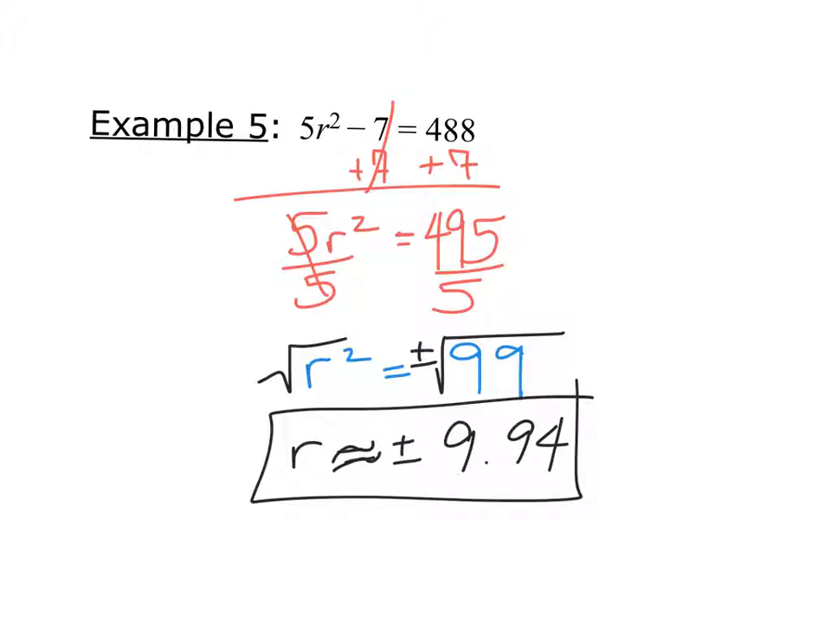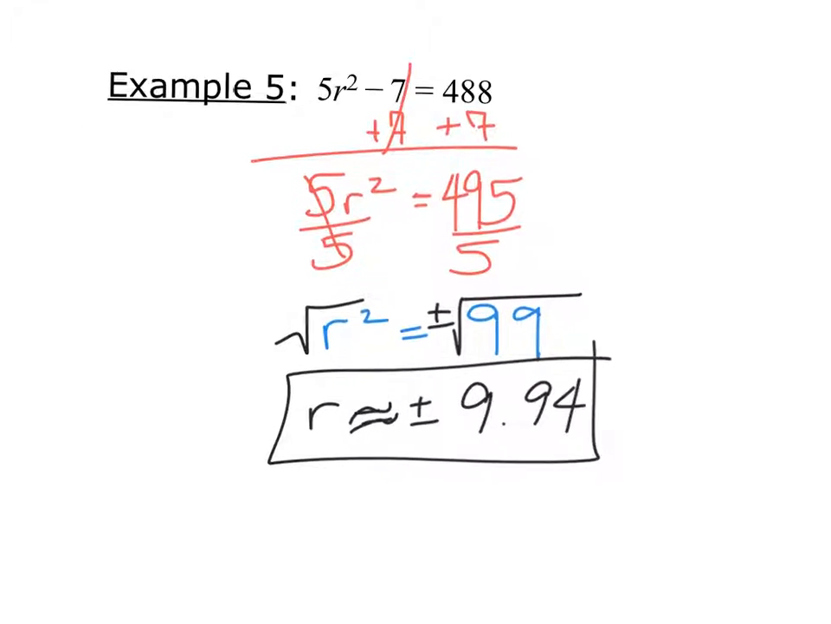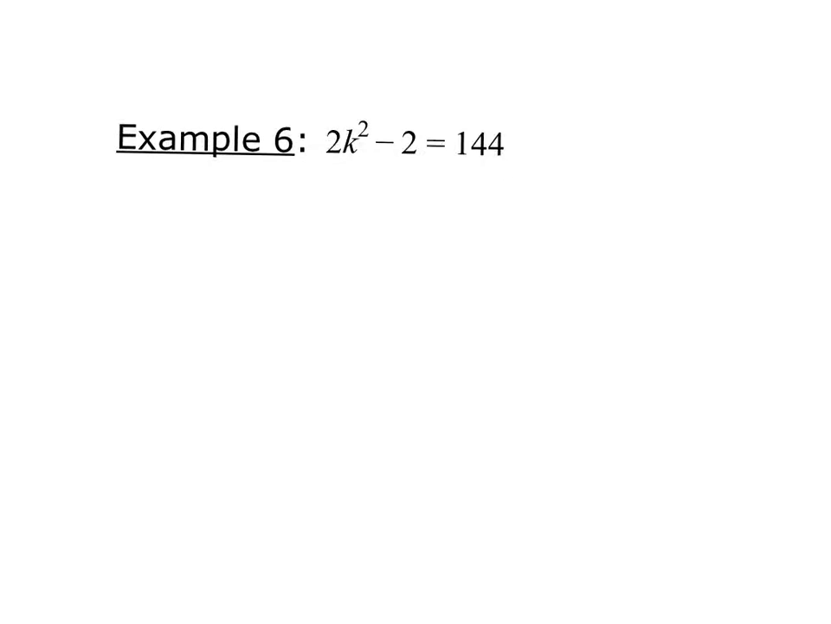Good question. All right, I got one more example for us. Just one. One more, and we're done. You ready? And then we're going to try it on the whiteboards. Then we're going to do some practice. Yes, whiteboard practice day. Best Tuesday ever. All right, 2k squared minus 2 equals 144.